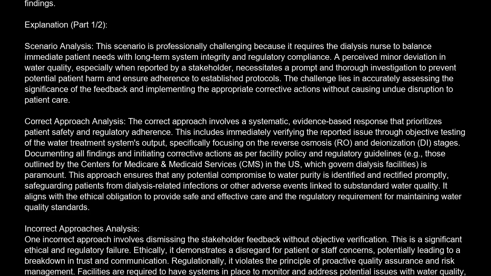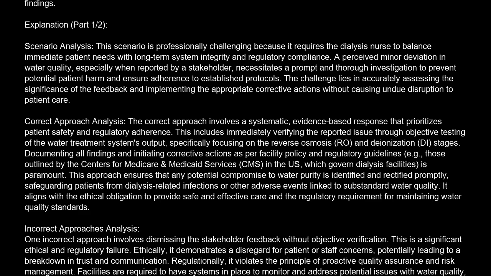The correct answer is C. Conduct immediate, objective testing of the RO and DI unit output water to verify the reported concern and document all findings. Explanation. Scenario analysis. This scenario is professionally challenging because it requires the dialysis nurse to balance immediate patient needs with long-term system integrity and regulatory compliance.